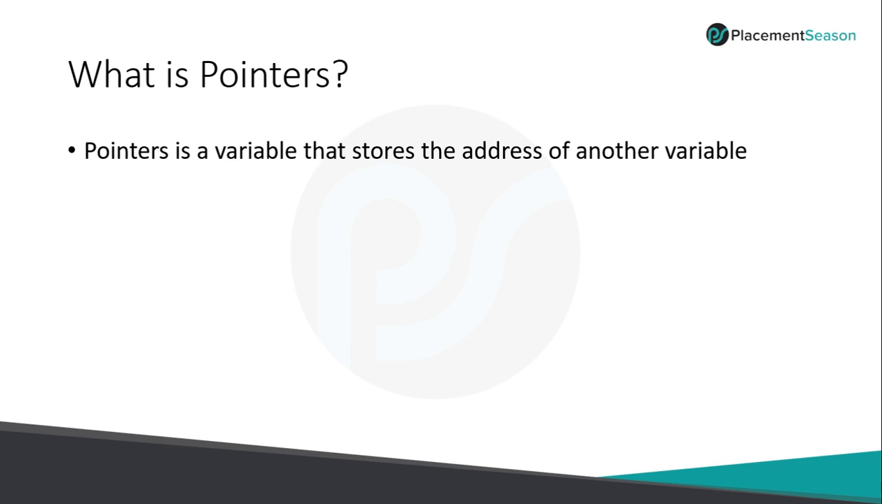So a pointer is a variable that stores the address of another variable. It's simple. So int a is a variable. Int a[3][3] is an array. So if you declare int *a, it means that a is a pointer variable, and that will be used to store the address of another variable. You cannot simply store anything in the pointer variable.